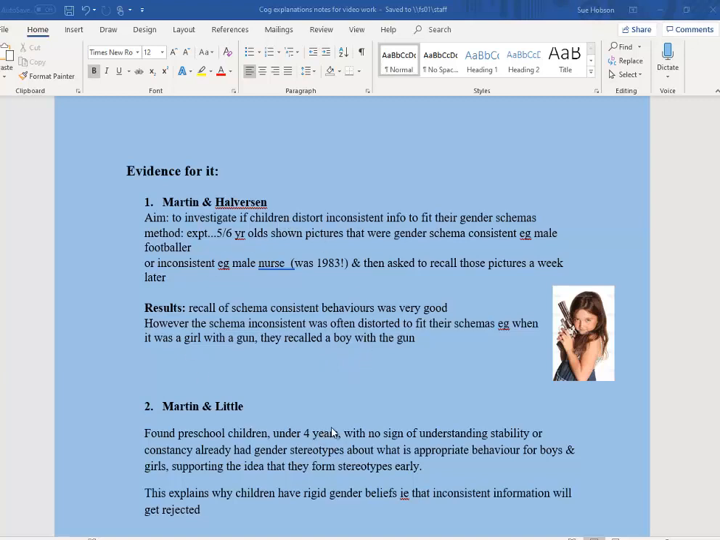So Martin and Little, another example, found preschool children under the age of 4 with no sign of understanding stability or constancy already had formed gender stereotypes about what was appropriate behavior for boys and girls. And that supports the idea that they do form these stereotypes much earlier than Kohlberg said. And this also explains why children have very rigid gender beliefs, because the inconsistent information will get rejected and they will just recall the consistent information.